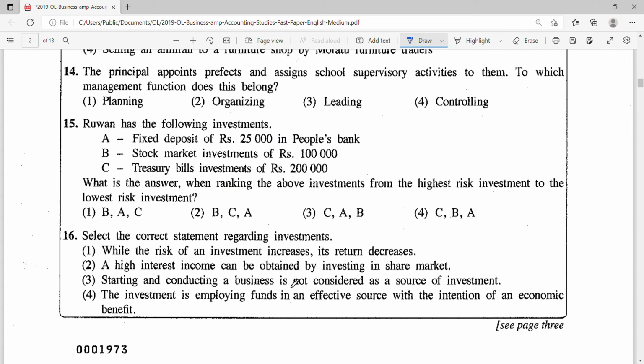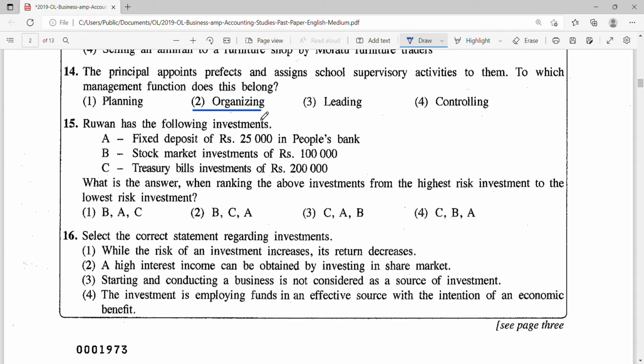Question 14. The principal appoints prefects and assigns school supervisory activities to them. To which management function does this belong? Now the principal has selected the prefects and has assigned them supervisory activities. So here selection of the resource and assigning the role for the resource. It falls under organizing. So answer is organizing.